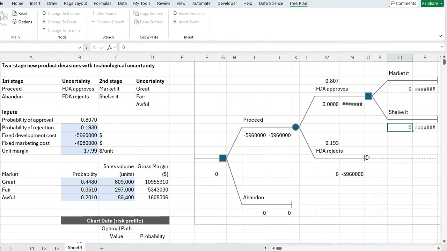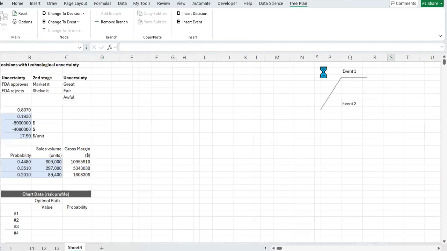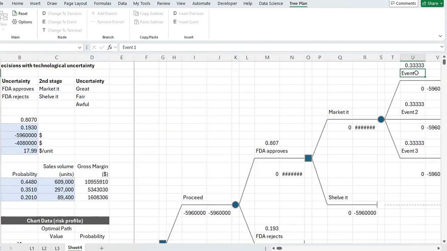If the FDA rejects it, we're not going to proceed. We're done. If we abandon it, we're done. So all these branches are terminated. However, if we market it, we could have three events: a great economy, a fair economy, or an awful economy. So I need to click and change that node to an event with three branches. And we're going to replace event one with great economy, event two with fair economy, and event three with awful economy.